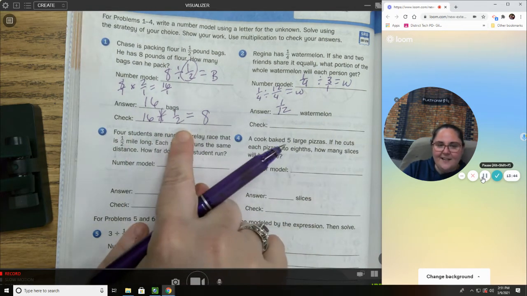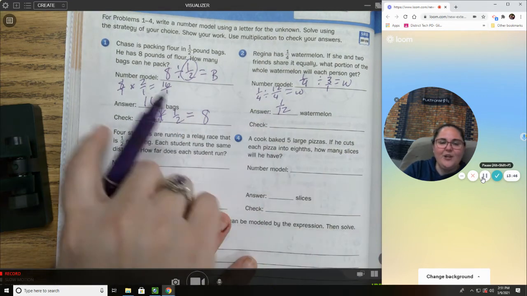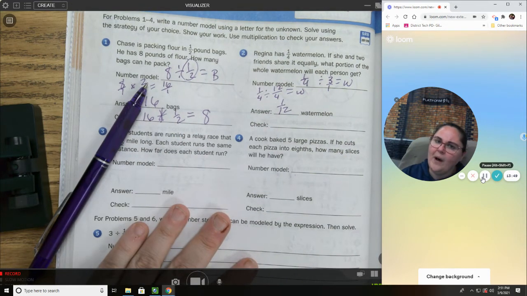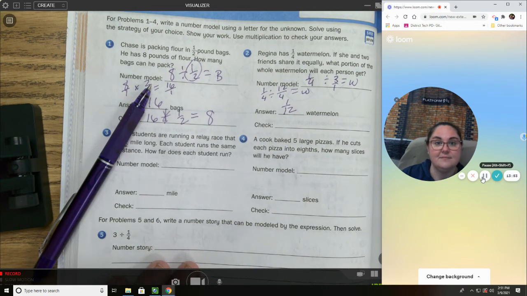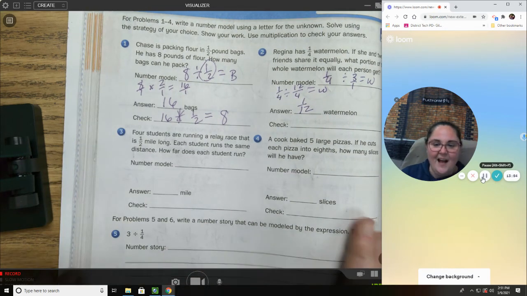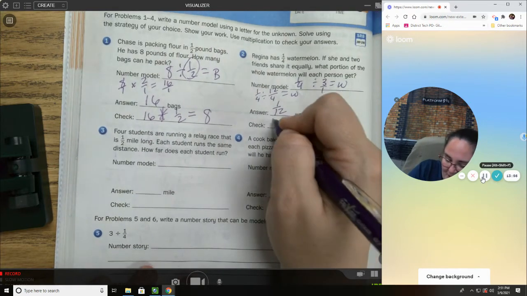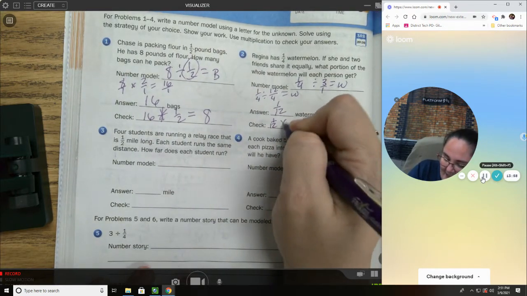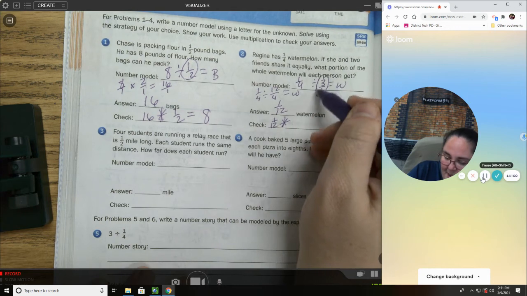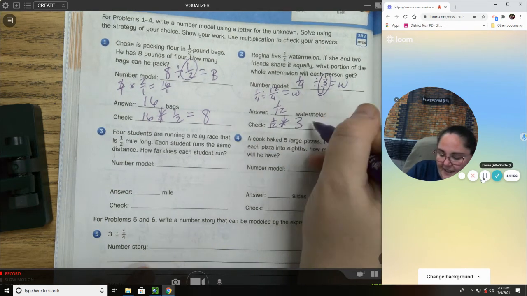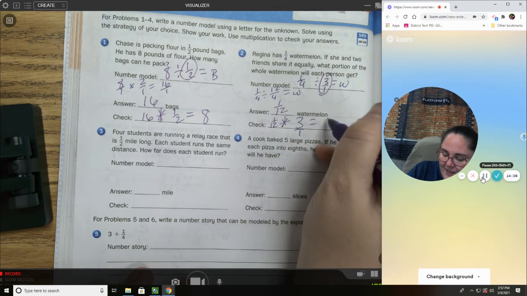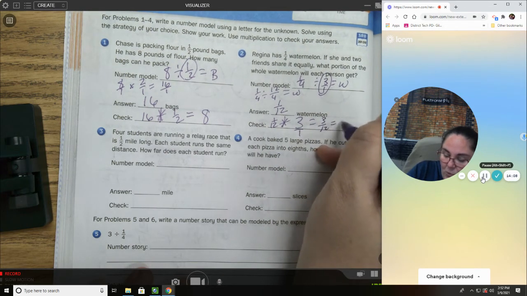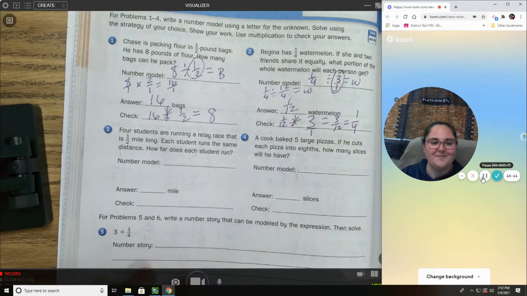Use what I did here to write how you would check your answer. What multiplication problem would I use to check my answer? All right, for this problem, I would do 1/12 times, remember I multiply it by my divisor, 3. 1/12 times 3 equals 3/12 or 1/4. Perfect.